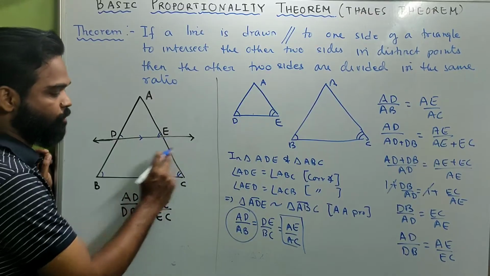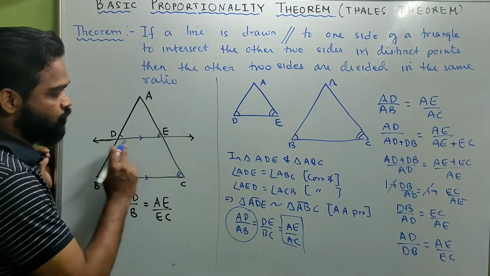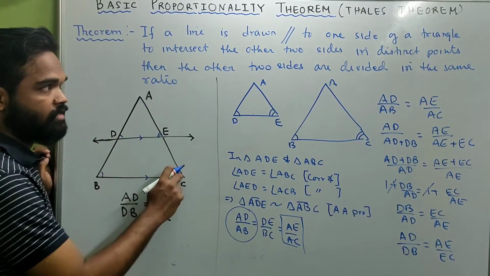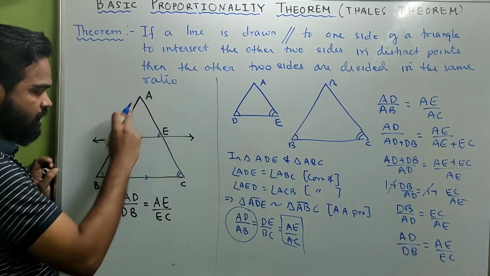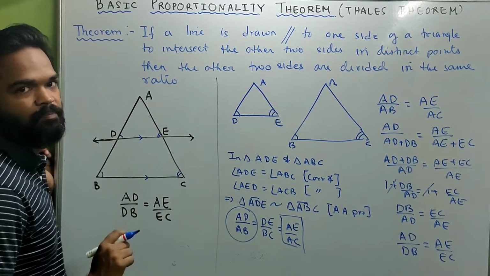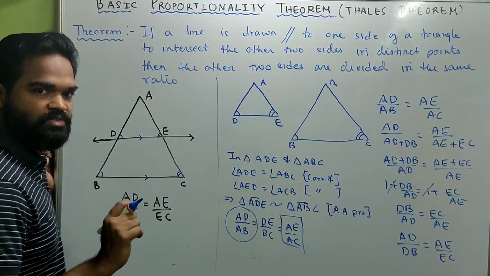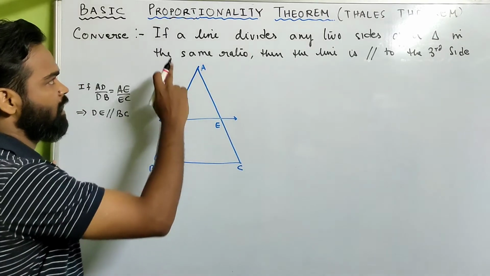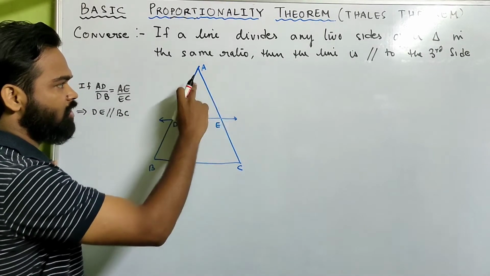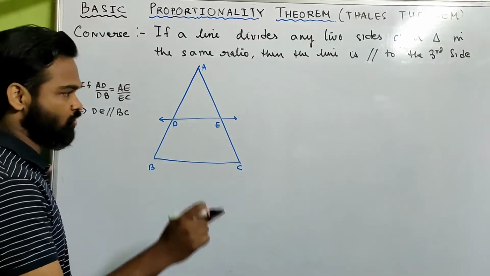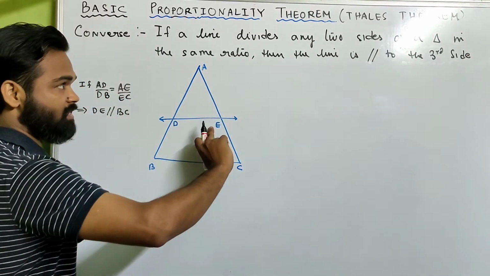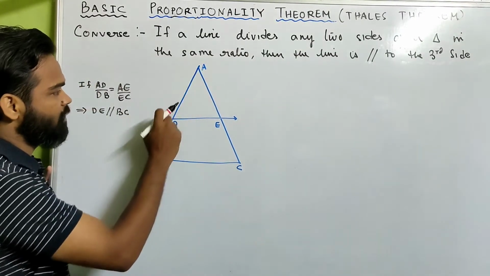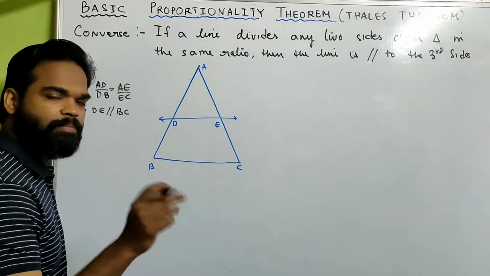If a line is drawn parallel to one side of the triangle to intersect the other two sides at two distinct points, then the other two sides are divided in the same ratio, which means AD by DB and AE by EC will be the same. Now let us see the converse of the theorem. The converse says if a line divides any two sides of a triangle in the same ratio, which means AD by DB equals AE by EC, then this line is parallel to BC. See, if AD by DB equals AE by EC, then DE is parallel to BC.